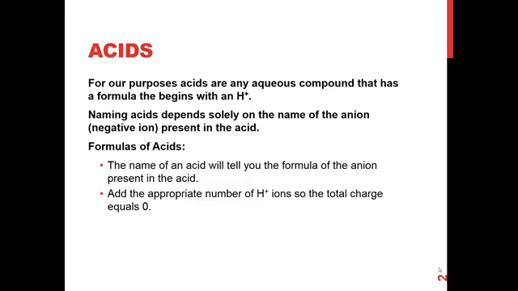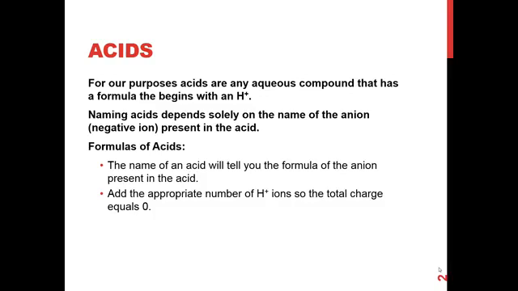Before we can write the name or formula of an acid, we must understand what our definition of an acid is. For our purposes, acids are any aqueous compound that has a formula that begins with an H+. So if you see an aqueous compound whose formula begins with an H, we will assume that that is an acid. Naming acids depends solely on the name of the anion or negative ion present in the acid, since all acids have H+.